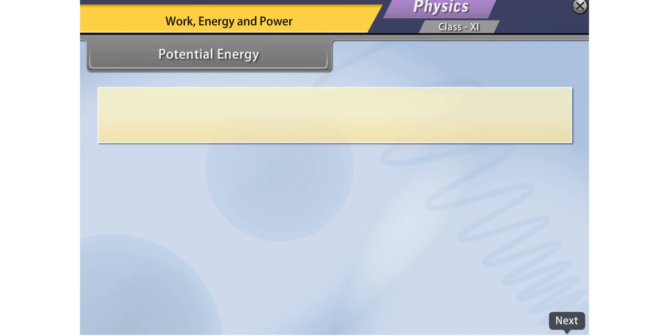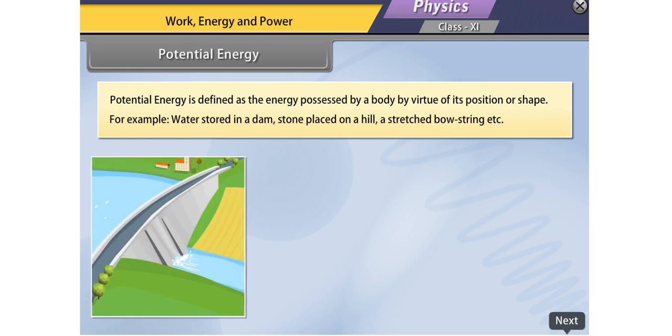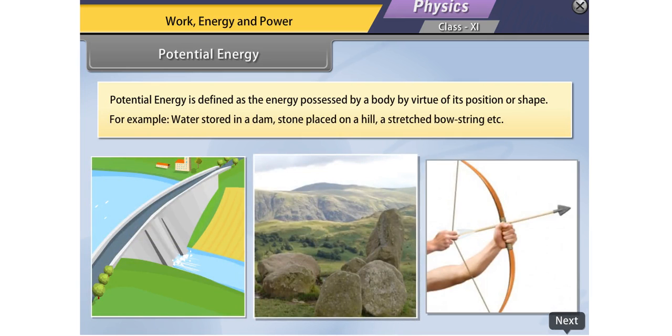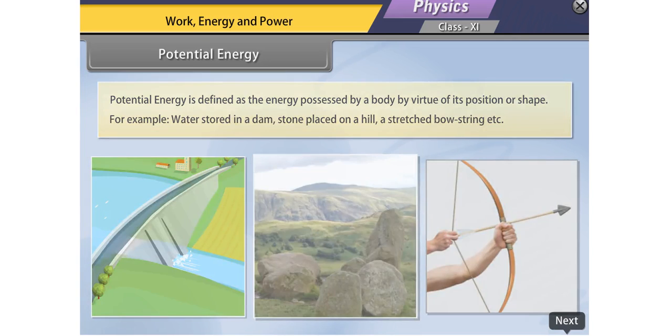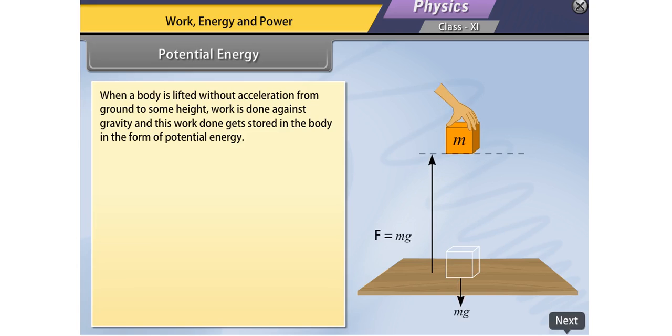Potential energy. Potential energy is defined as the energy possessed by a body by virtue of its position or shape. For example, water stored in a dam, stone placed on a hill, a stretched bowstring, etc. When a body is lifted without acceleration from ground to some height, work is done against gravity, and this work done gets stored in the body in the form of potential energy.